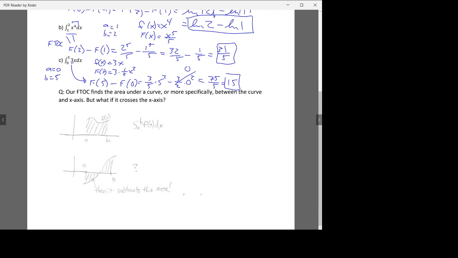Okay, so let's move on a little bit after that review. Our fundamental theorem of calculus finds the area under a curve. And more specifically, when I say under the curve, I mean between the curve and the x-axis. So look at this picture here. You've got the x-axis and the y-axis, and it finds the area between the curve from A to B on the x-axis. And that's what this means. And we say, oh, we can do this. That's the fundamental theorem.